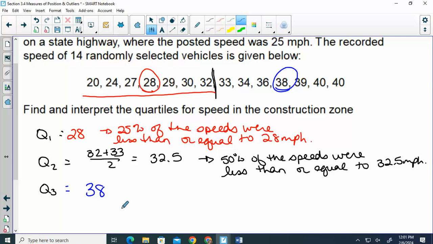This can also give us an idea of whether our data is skewed. How far is it between quartile 1 and quartile 2? If you subtract those, 4.5. How far is it between quartile 2 and quartile 3? So are those numbers pretty close to each other? Yes, so that's a pretty good idea that our data is fairly symmetric.